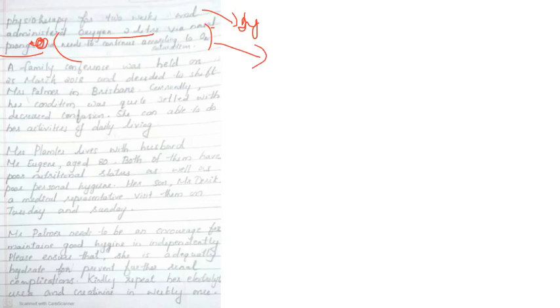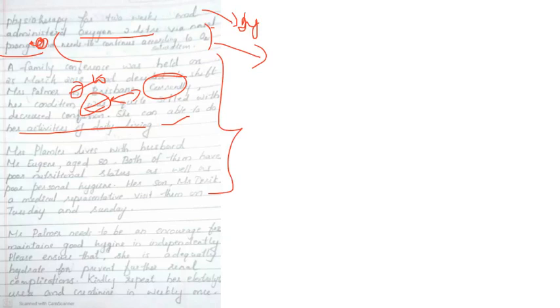A family conference was held on 25th March and decided to shift Miss Palmer to Brisbane. Currently, her condition was quite settled. "Currently" and "was", we don't use them together. Quite settled with decreased confusion. She is able to do her activities of daily living. Now, we're having some confusion here because you're mixing your social history here, and that aspect is not clearly mentioned.